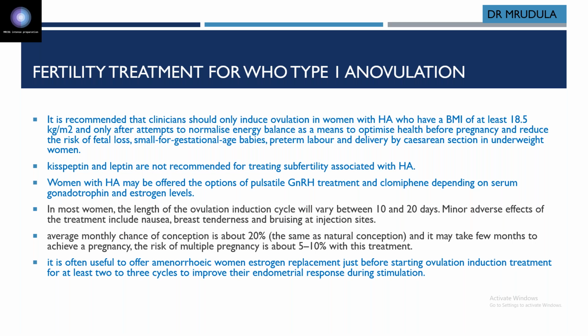Usually the ovulation induction cycle length will be 10 to 20 days. Minor adverse effects with pulsatile GnRH treatment include nausea, breast tenderness, and bruising at the injection site. The monthly conception rate is about 20%. It may take a few months to achieve pregnancy, and the risk of multiple pregnancy with pulsatile GnRH is 5 to 10%.